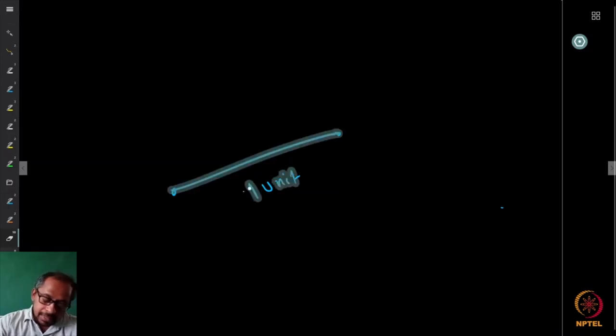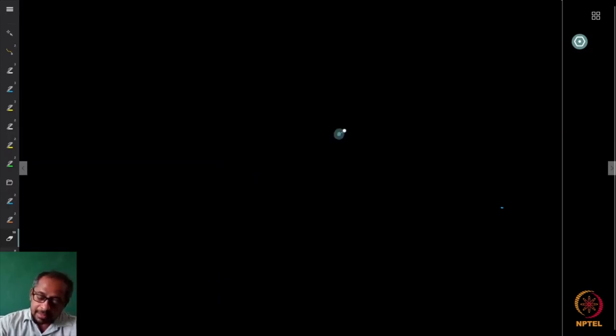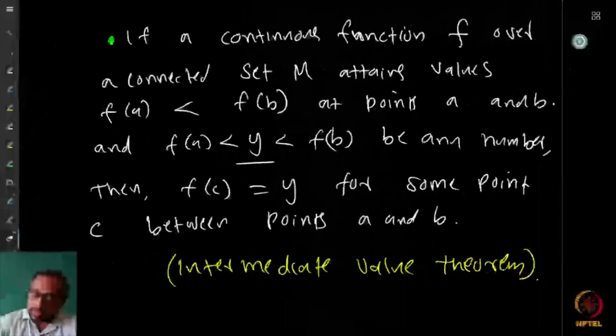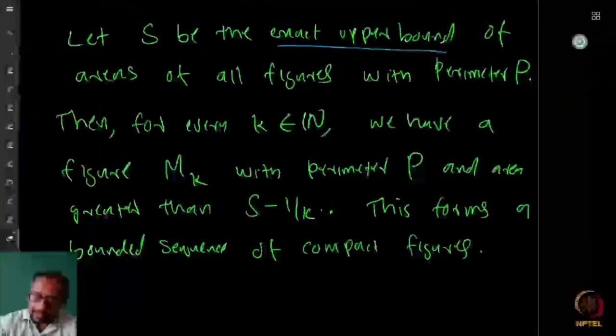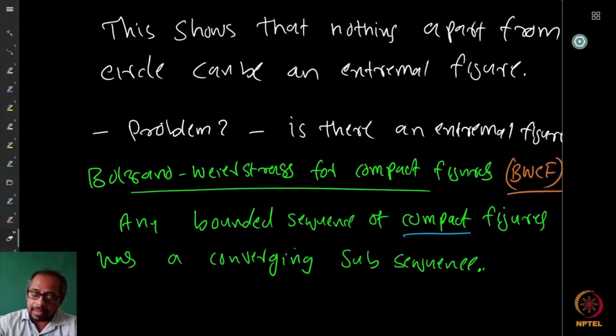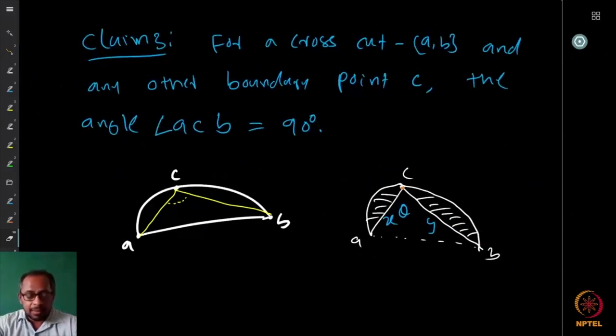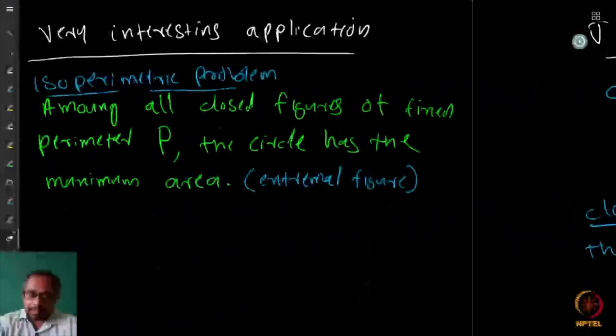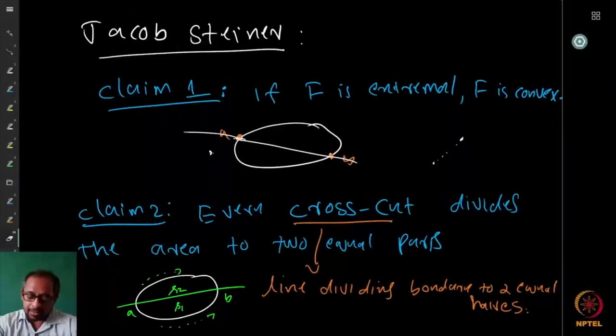Similarly, one question that one should really answer is, is there actually an extremal figure? We said that nothing other than a circle can be extremal. But is there an extremal figure? We proved that, assuming that there is an extremal figure. These arguments are all assuming that, suppose there is an extremal figure. If f is extremal, then f is convex. We said that if f is extremal, a cross cut divides it into equal parts.